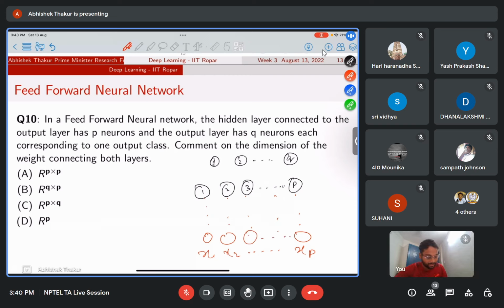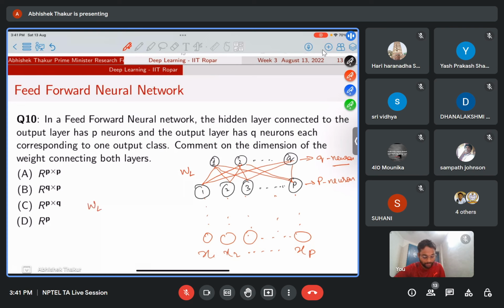So in this given question, the hidden layer connecting to the output layer has p neurons. So there are p neurons in the hidden layer which is connecting to the output layer, and the output layer has q neurons, each neuron corresponding to one output class. So we have to comment on the dimension of the weight connecting both layers. Let's suppose this is the lth layer of the weight. So what will be the dimension of wl?